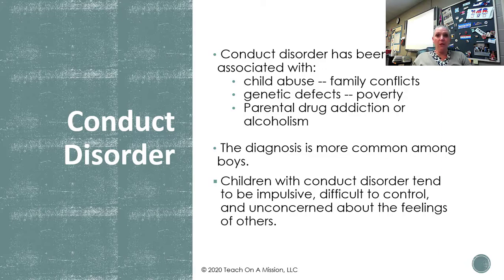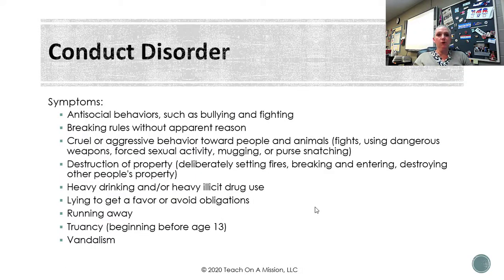And remember, this was connected to antisocial personality disorder, but you cannot get that diagnosis until you're 18. So therefore you have to have the conduct disorder starting at 15 to then be able to get the label of antisocial personality disorder. Symptoms of conduct disorder, they're the antisocial behaviors. As I just said previously, this is not that they want to be alone, it's that they are doing things that are not socially acceptable, such as bullying and fighting, breaking rules without apparent reason.